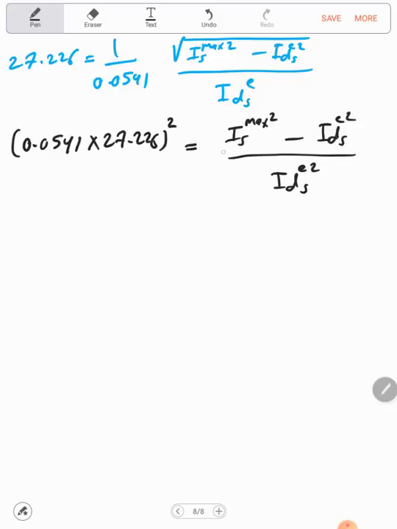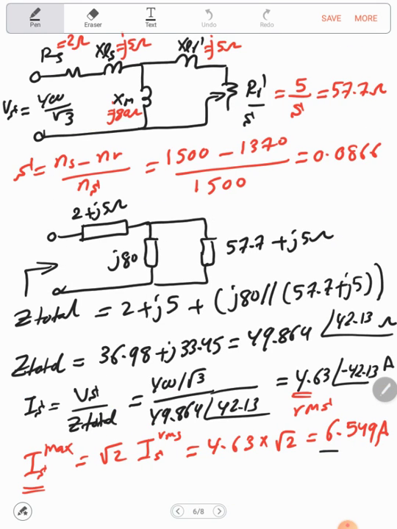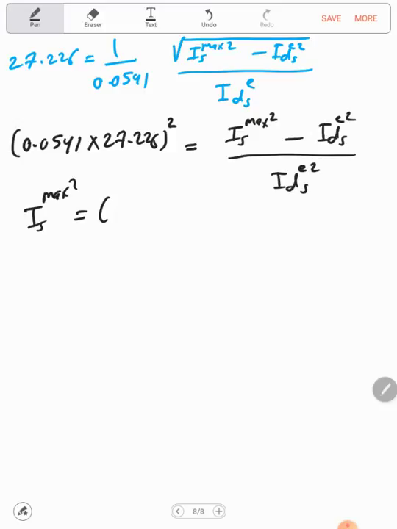Now the IS max squared will equal, we calculated I think this one, 6.549. So this will be 6.549 squared, and this will equal 42.889. And if we calculate this one here, this will equal 2.1615.